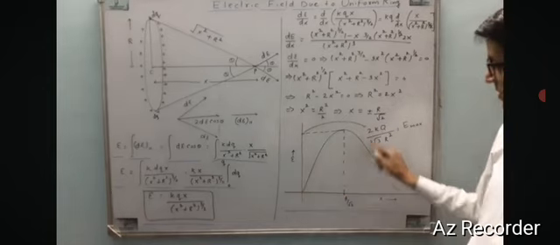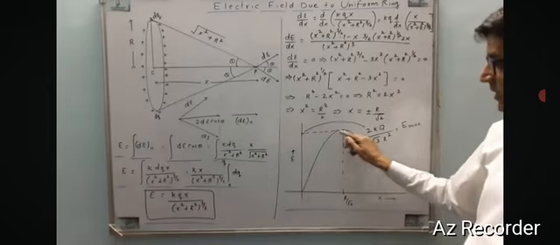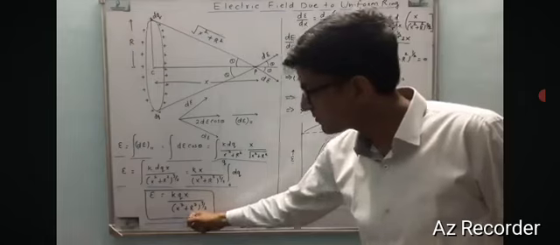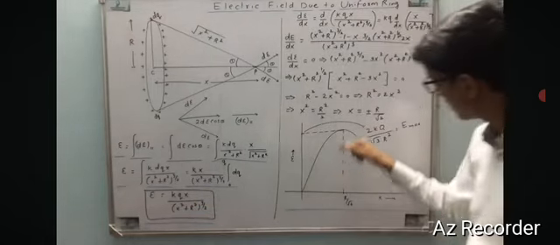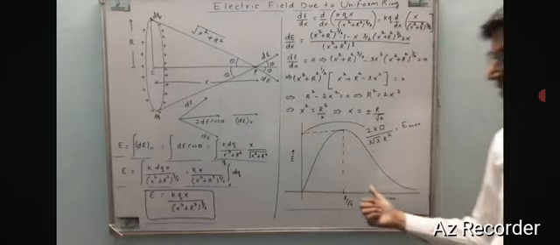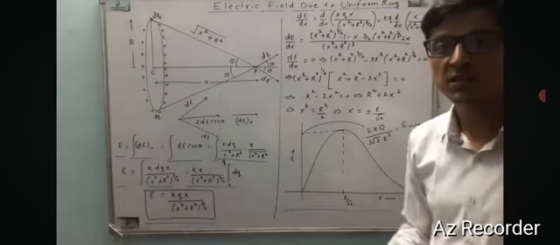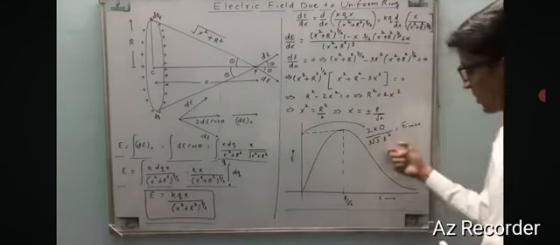At x equal to r by root 2, electric field will be maximum. And when x tends to infinity, this term will dominate and electric field will tend to 0. So it will have a horizontal asymptote at x tending to infinity. So this will be the shape of the graph.